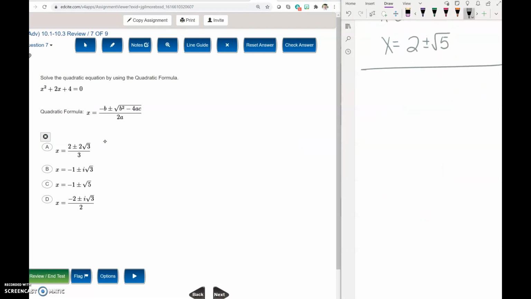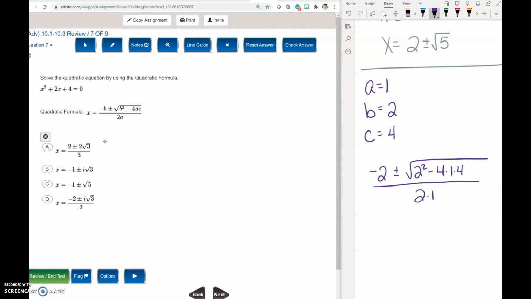Quadratic formula. I am going to give you the quadratic formula on these. You just have to know how to use it. So in this problem, our A value is 1, our B value is 2, and our C value is 4. So x equals the opposite of B plus or minus the square root of B squared minus 4AC all over 2A.